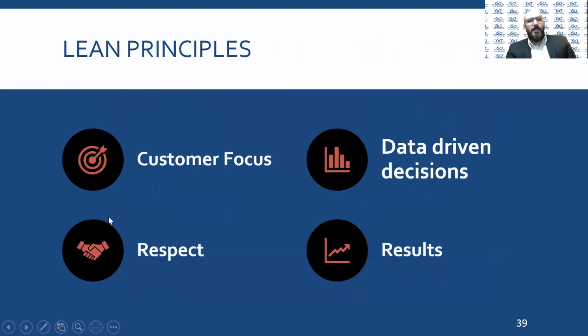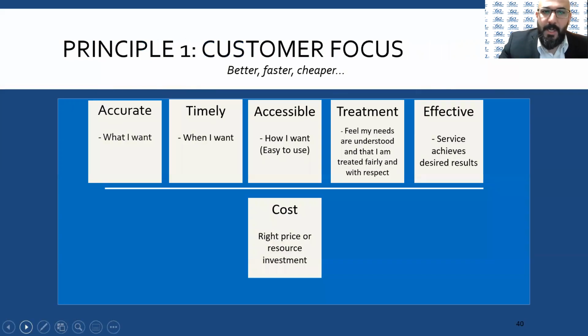The lean principles, there are 4 or 5. I think there are 5, but here the most important 4 are listed: customer focus, respect, data-driven decision, and results. Starting with the first one, customer focus. We need better, faster, and cheaper services.